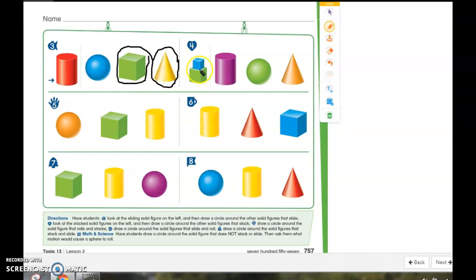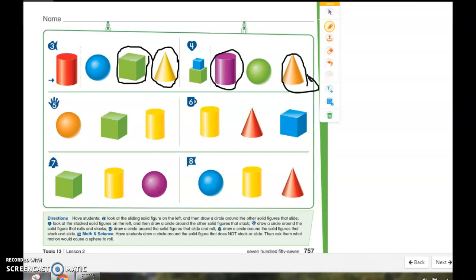Okay, and what are these two little cubes doing here? They're making a what? A stack. Good. Now tell me, which figures can stack? Did you say the purple cylinder and the cone can stack? Because they can. What would happen if I tried to stack using a sphere? Nothing would balance, would it? It would just go all over the place. Everything would fall. Good STEM word.